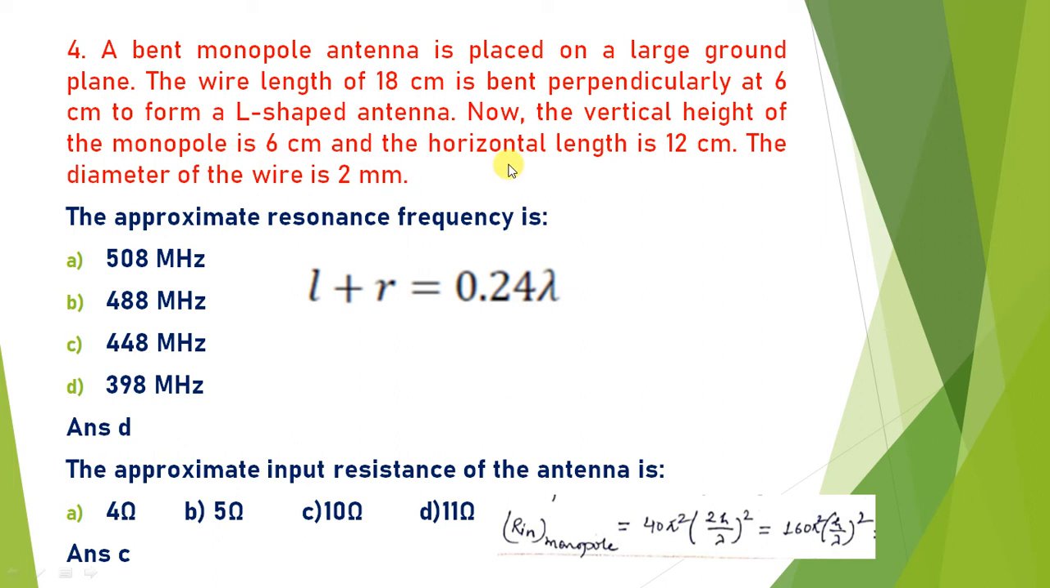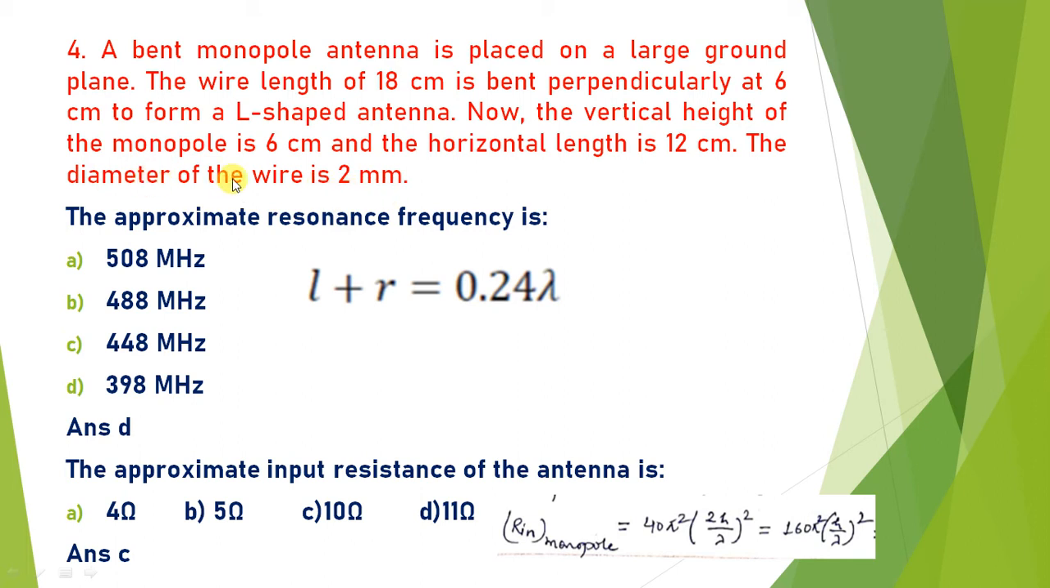Vertical height is given. Horizontal length is given. Diameter is given. Diameter means D, so D is equal to 2 millimeter. Now we have the design equation of the monopole antenna: L plus R is equal to 0.24 lambda. L is given to you, 18 centimeter. Radius is not given, but diameter is given. Diameter of the wire is 2 millimeter.